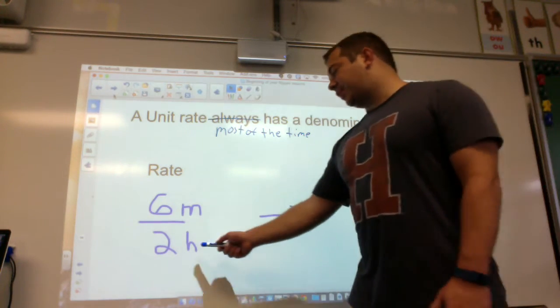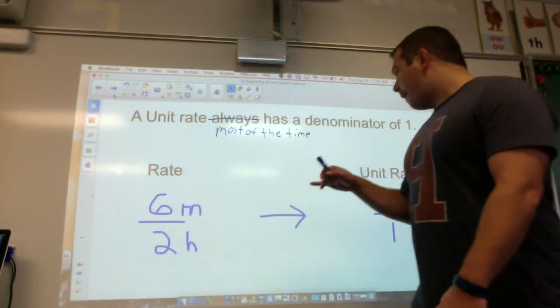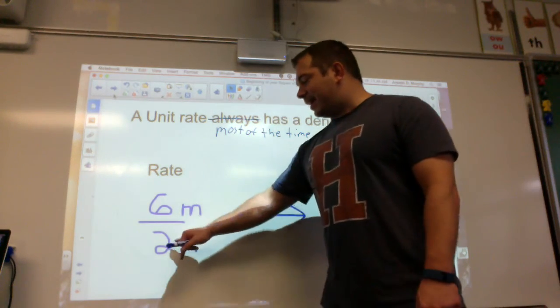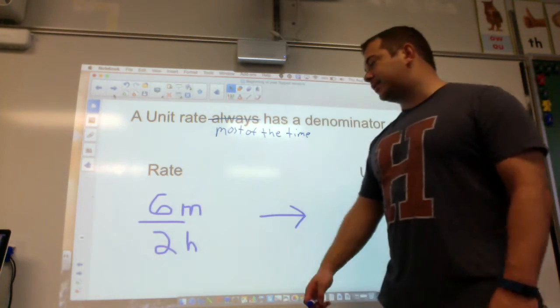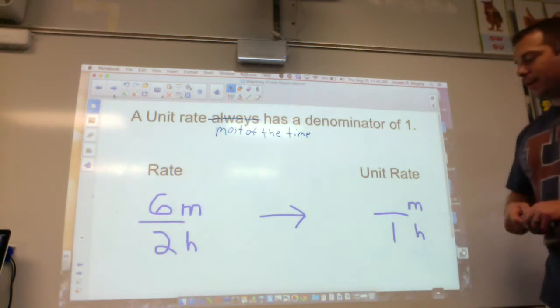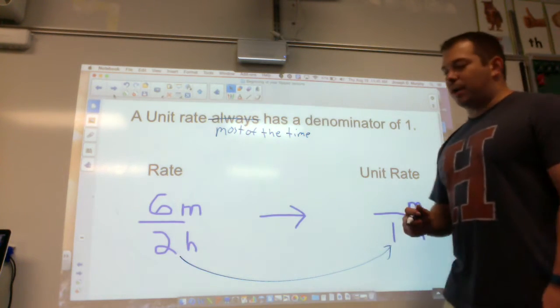So I have to turn this 2 hours into a 1. Right here my rate is, for every 6 miles, it takes me 2 hours. I can go 6 miles in 2 hours. A unit rate has a 1. So how did I turn this 2 hours into a 1?